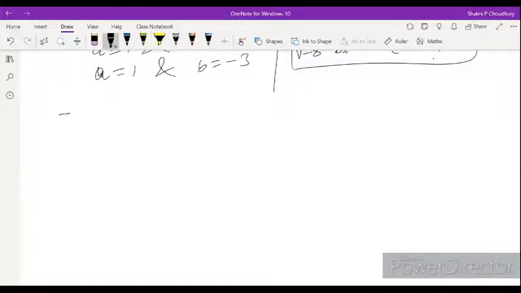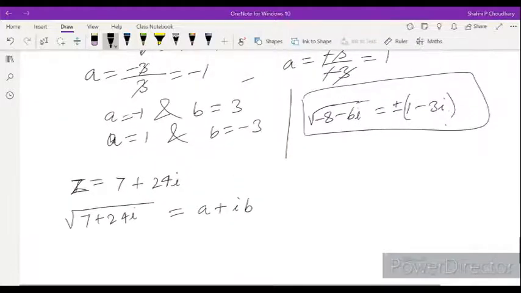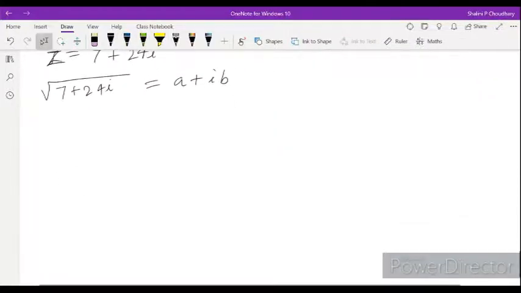If we have a question z is equal to 7 plus 24i, what we have to do is find the square root of 7 plus 24i. Let us suppose that the square root of this is equal to a plus ib. Then the same formula will apply everywhere.